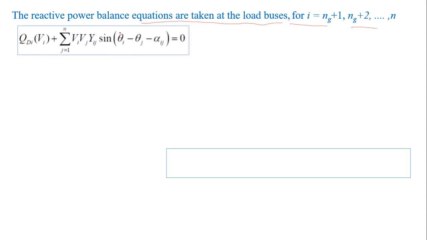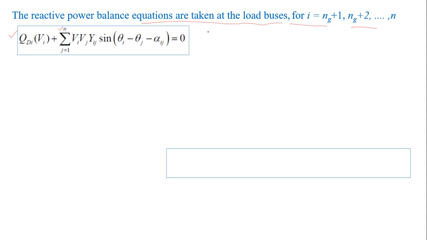Again, if we write the reactive power balance equation, it will look like Qdi plus ViVjYij sin(theta i minus theta j minus alpha ij), summation j from 1 to n. So here j equal to 1 to n is fine, it is correct.